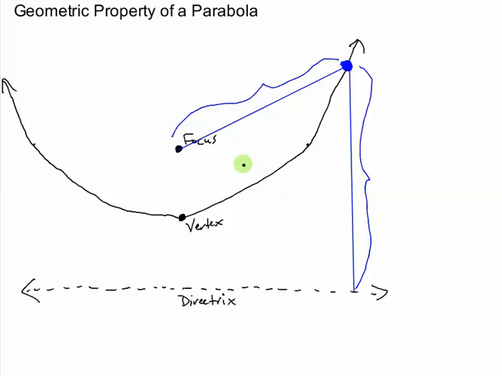Now, the cool thing about that is this property is true for any point on the parabola. Let's say choose this point, for example. This is another point on the parabola, on the curve. Measure the distance from that point to the focus, and from that same point to the directrix, and those two distances are equal. So this particular property of a parabola allows it to be useful for something like collecting a signal or reflecting a light in a particular direction, like in a flashlight or a headlight.